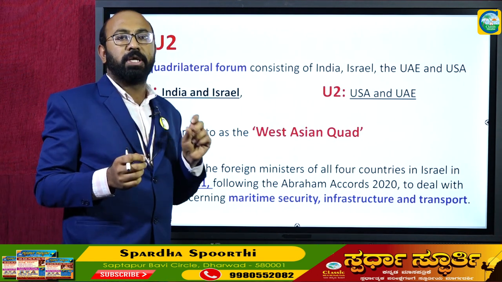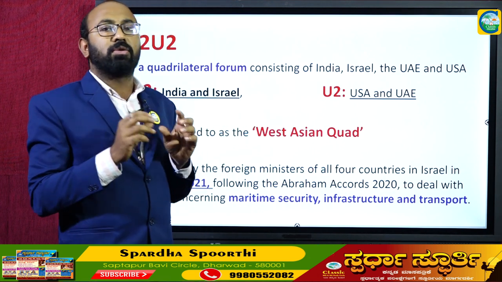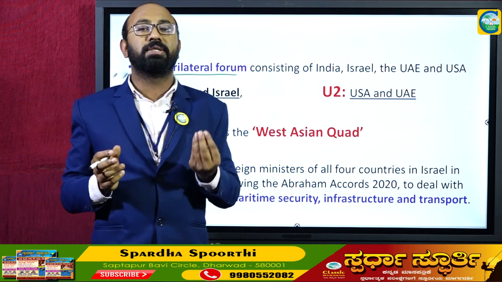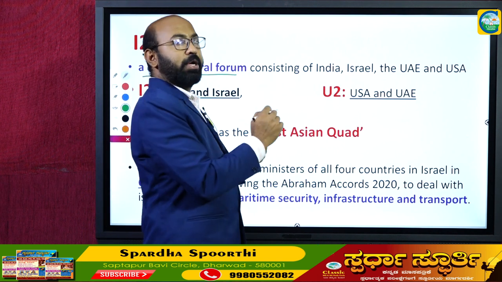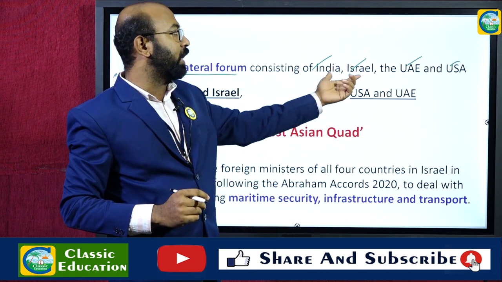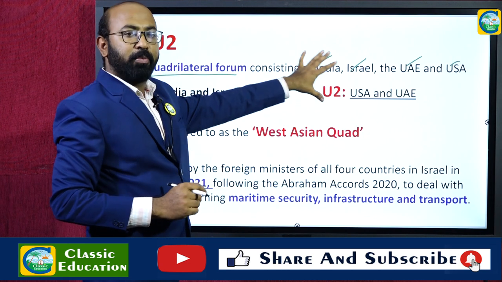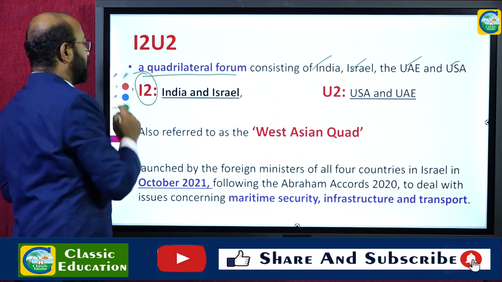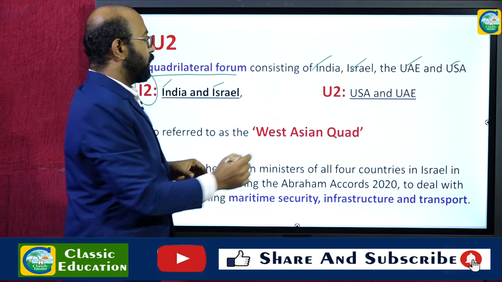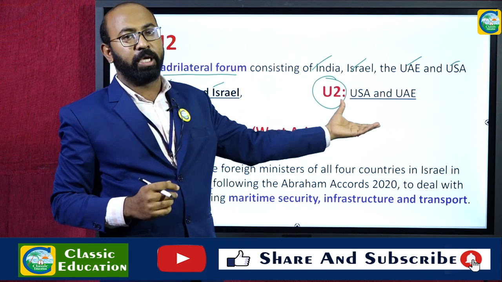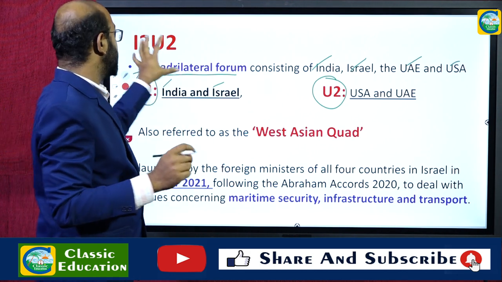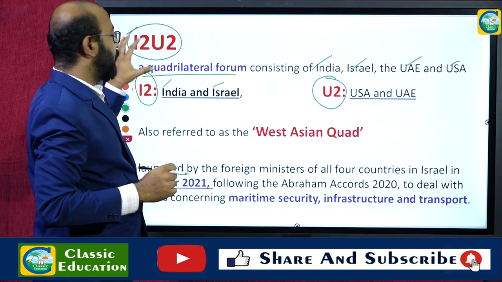Now, let's come to the proper discussion related to the I2U2. This is a quadrilateral forum. What is quadrilateral? That means it contains four members. Who are they? These four members in I2U2 are India, Israel, UAE and USA. United Arab Emirates and the United States of America. So these are the four members in the I2U2. This I2 stands for India and Israel. That means their names start with I, two I's, that is I2. U2 means USA and UAE. So because of the initial letters of these countries, the grouping's name has been given as I2U2.